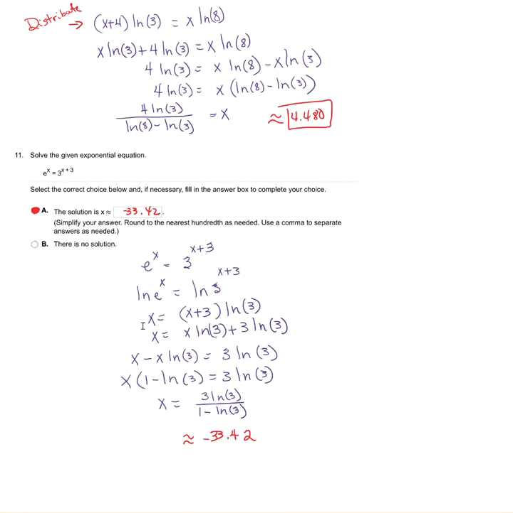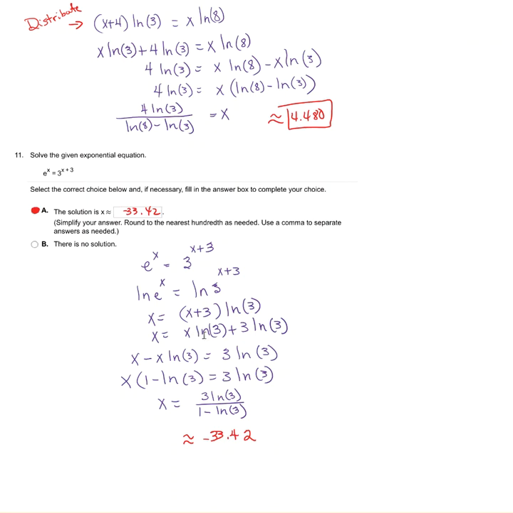11, e to the x equals 3 to the x plus 3. So we've got two different kinds of bases. Take the ln of both sides. Let's see what we can do. Well, when we do it here, we're left with x. Here, the x plus 3 can come to the front, and then we'll distribute, and we have x ln 3 plus 3 ln 3. All of that equals x.